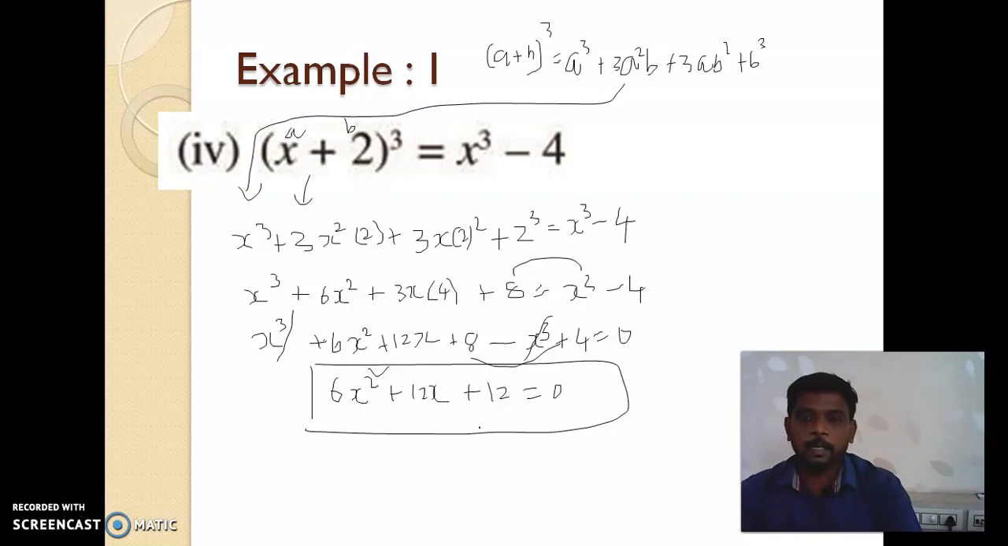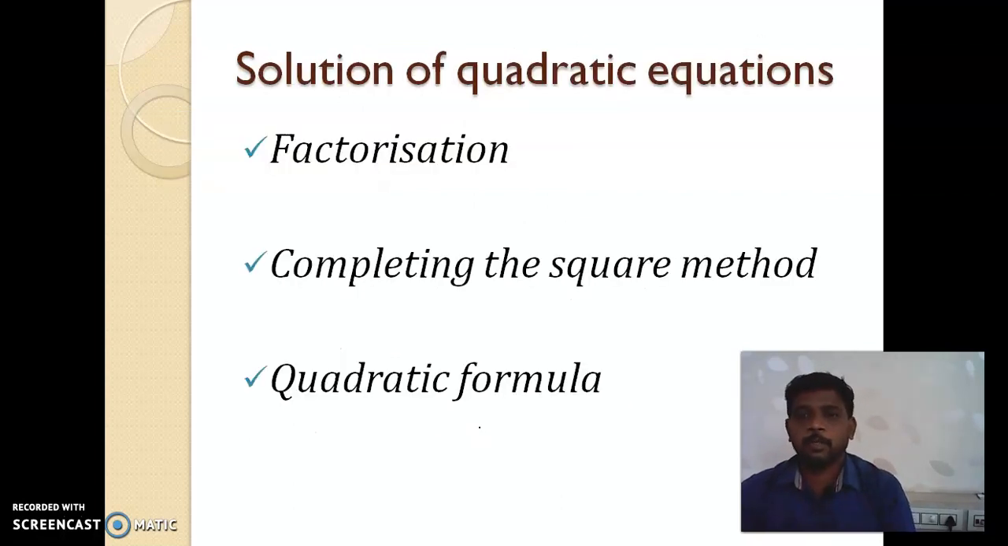Now look at the next one, solution of the quadratic equation. How to find the solution of the quadratic equation? Three methods are available: one is factorization, another is the completing the square method, and the third is the quadratic formula. These three methods are very useful to find the solution of the quadratic equation.